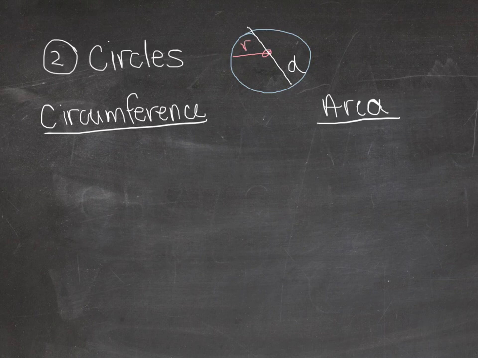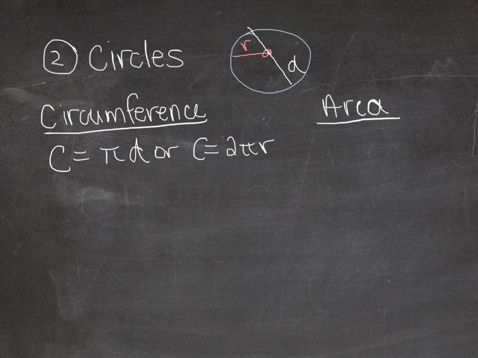Okay, circumference for a circle is just a fancy word for the perimeter of the circle, so the distance around the outside of the circle. And the formula for that is equal to pi times the diameter, or because radius is half the diameter, you can say that it's equal to 2 pi r.